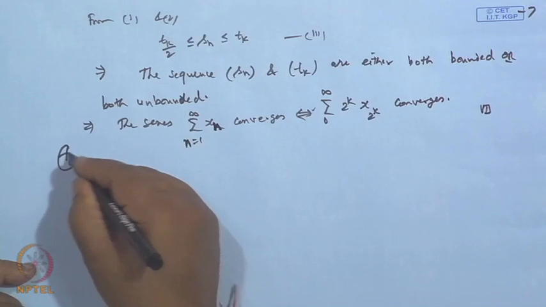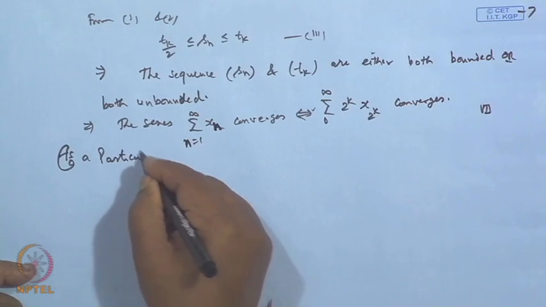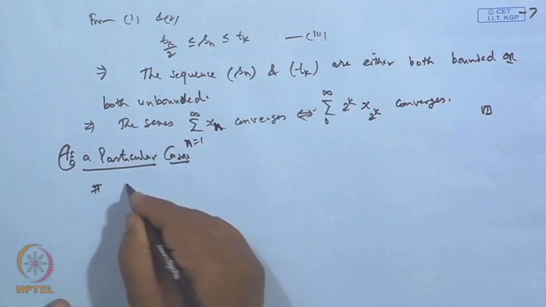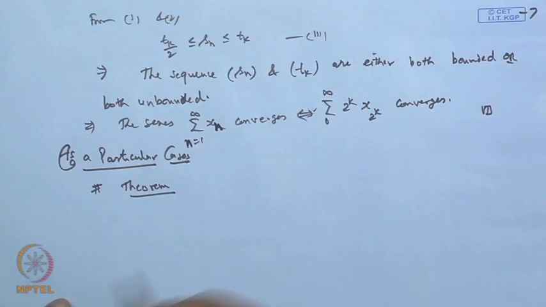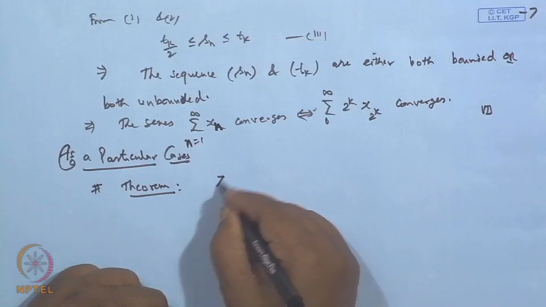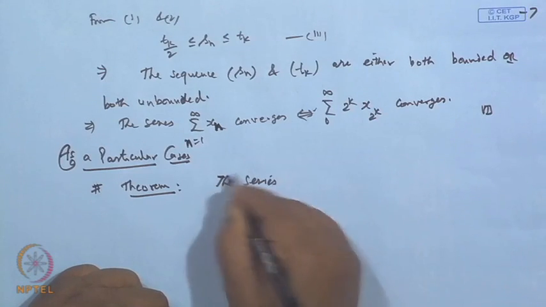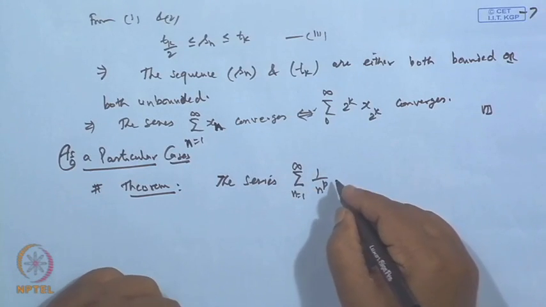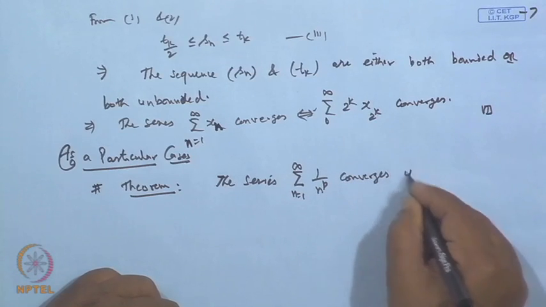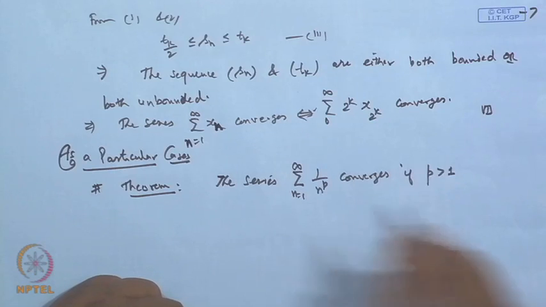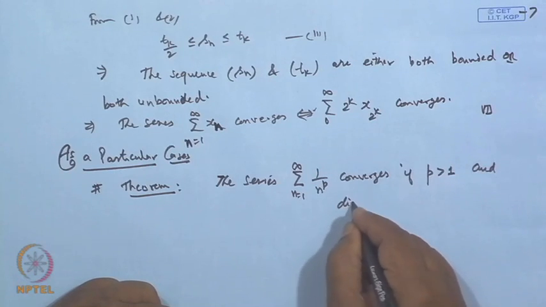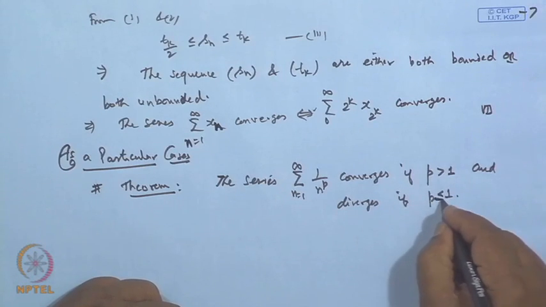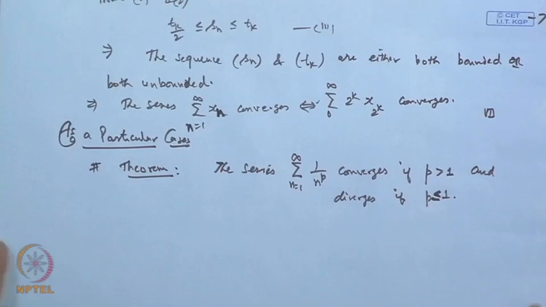Okay. Now, as a corollary to this, or as a particular case, we have this result in the form of a theorem: the series sigma 1 by n to the power p, n is 1 to infinity, converges if p is strictly greater than 1 and diverges if p is less than or equal to 1. Okay.